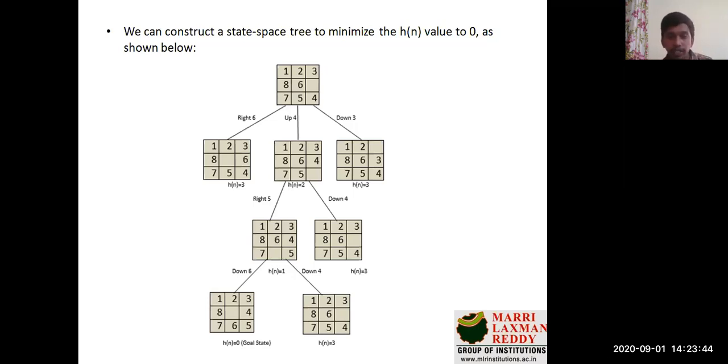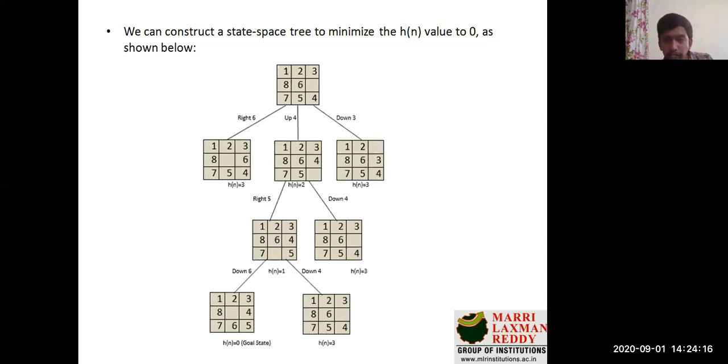Here you can see in the first step, if I want to arrange these three numbers, as I said, h of n value is equal to 3. So you are having three chances here. From the first step to the second step, three possibilities can be done. Initially I can move number 6 to the right place, or I can move 4 in the upward direction, or I can move 3 in the downward direction. All these three possibilities can be computed.